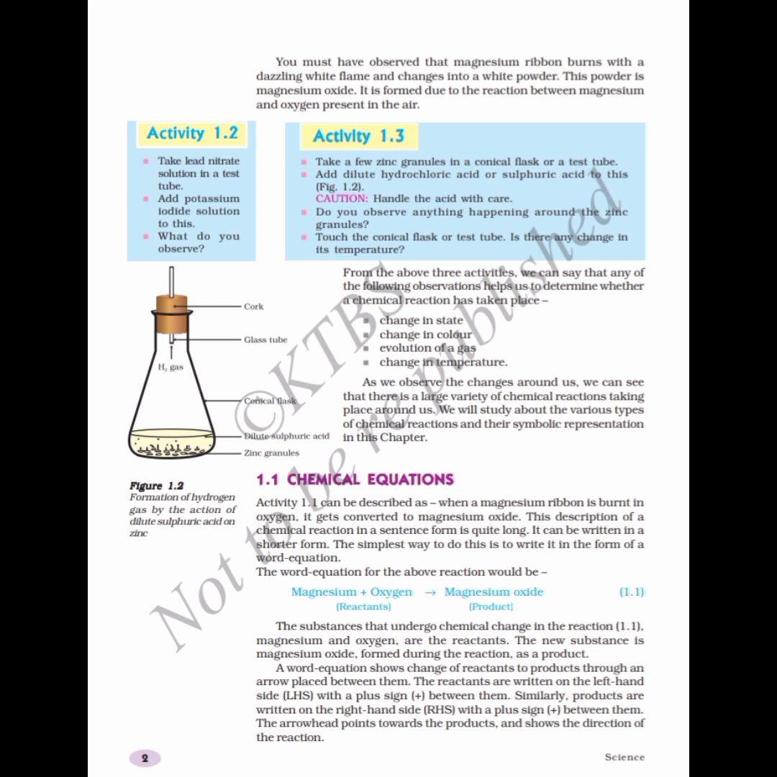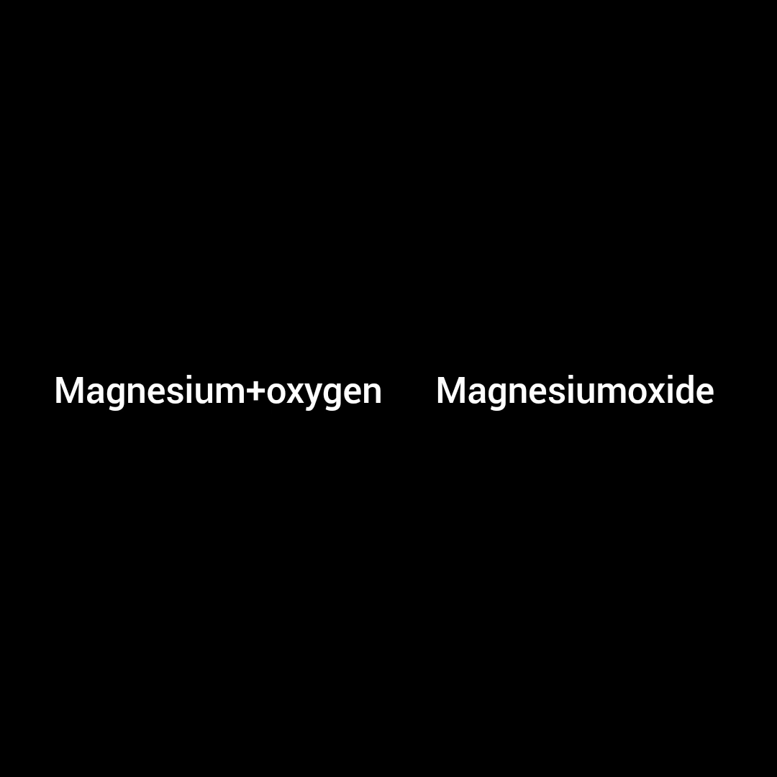This description of a chemical reaction in a sentence form is quite long. It can be written in a shorter form. The simplest way to do this is to write it in the form of a word equation. So the word equation for the above reaction would be magnesium plus oxygen giving rise to magnesium oxide.